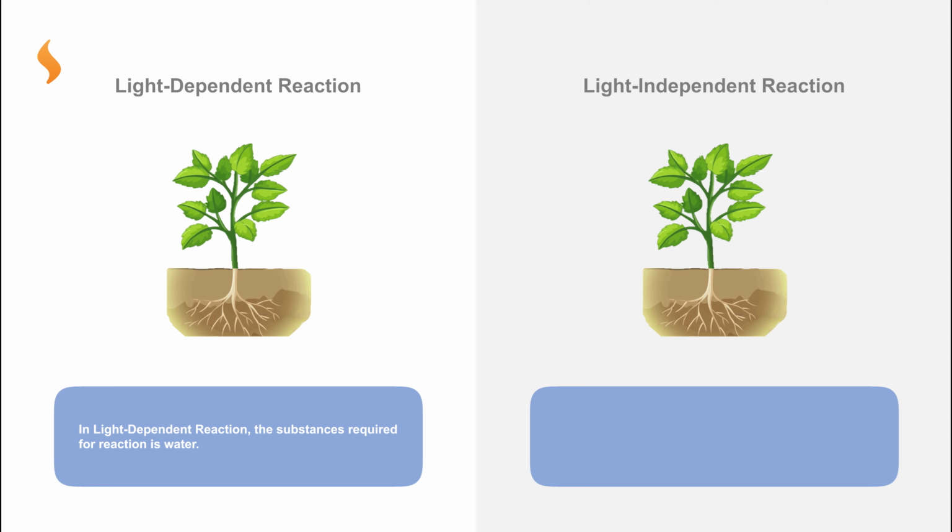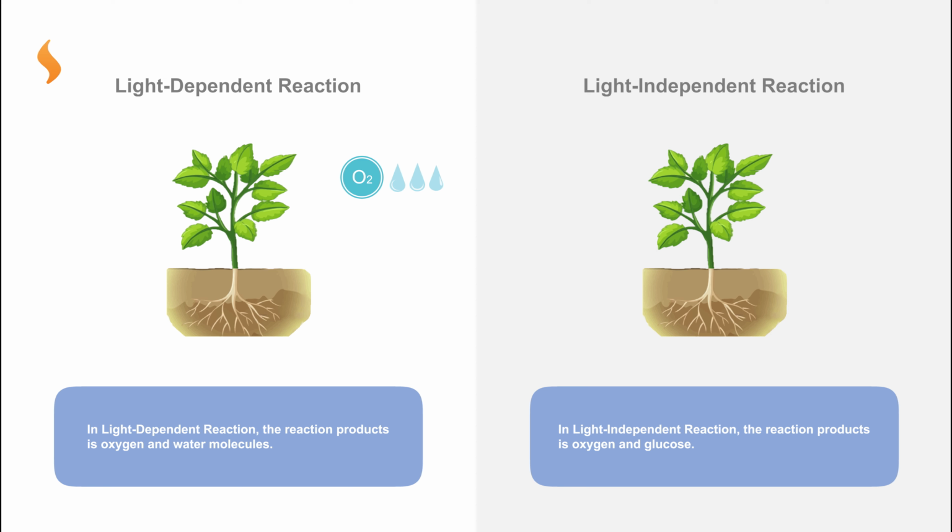In light-dependent reaction, the substance required for the reaction is water. In light-independent reaction, the substance required for the reaction is carbon dioxide. In light-dependent reaction, the reaction products are oxygen and water molecules. In light-independent reaction, the reaction products are oxygen and glucose.